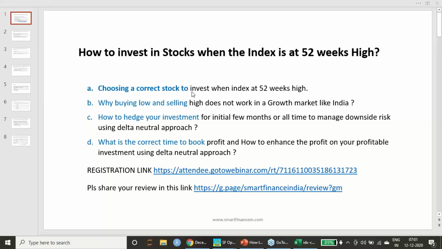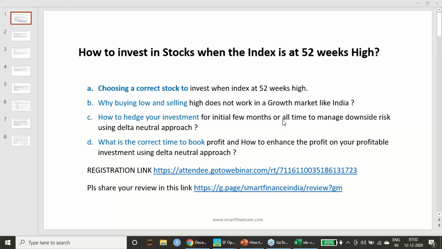There is a mathematical process, a small process. Though it is a very critical process, you can explore many other means and ways to do that. So that is the first thing we'll be learning. And why the idea of buying low and selling high doesn't work in a growth market like India, that I will also discuss. How to hedge your investment, for the first few months or all the time.